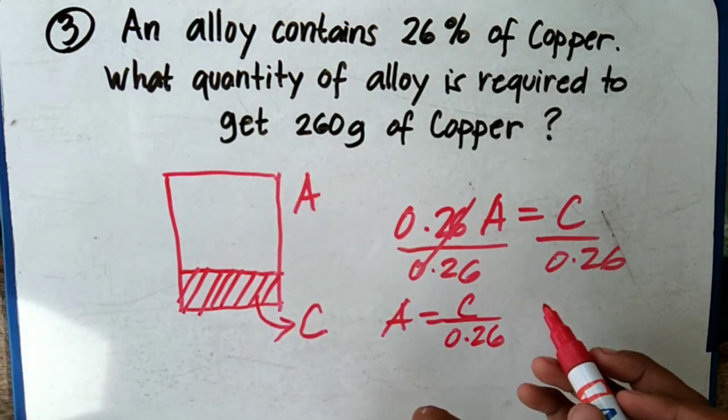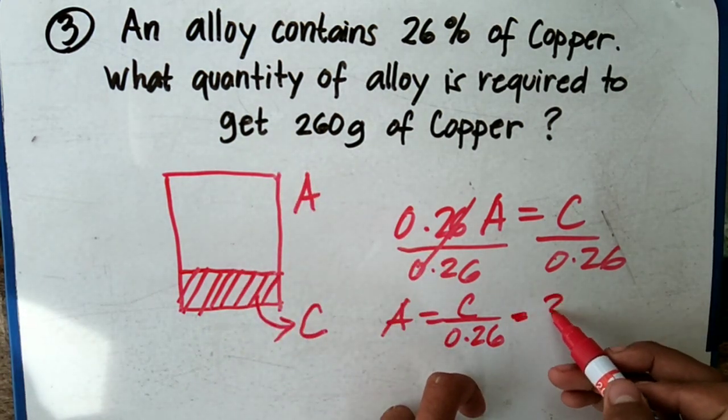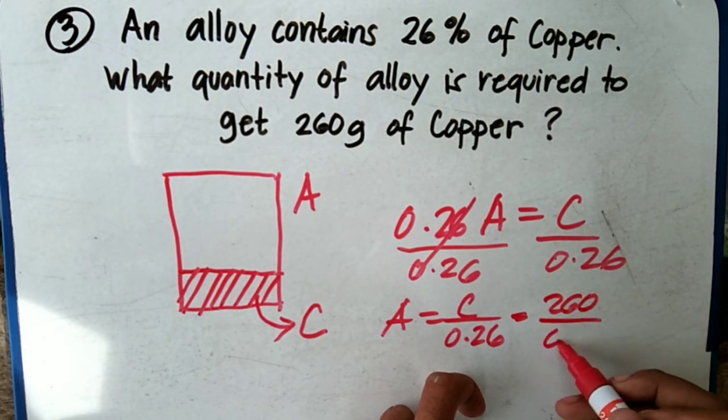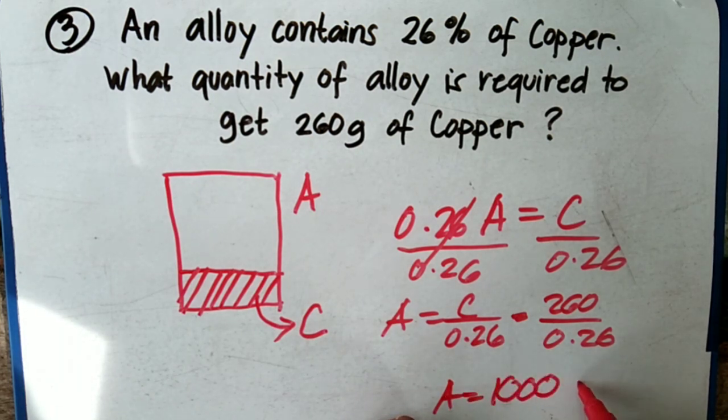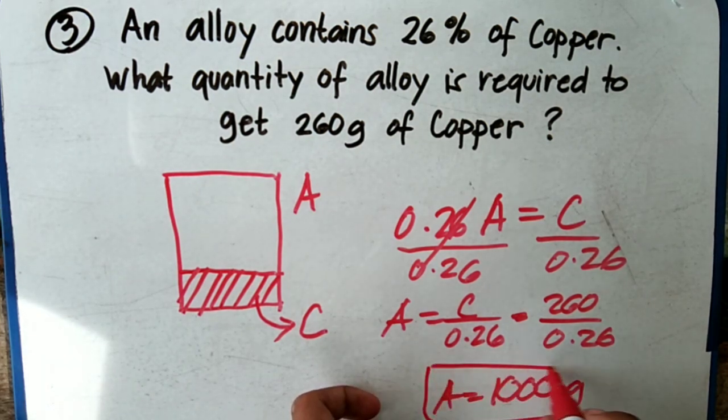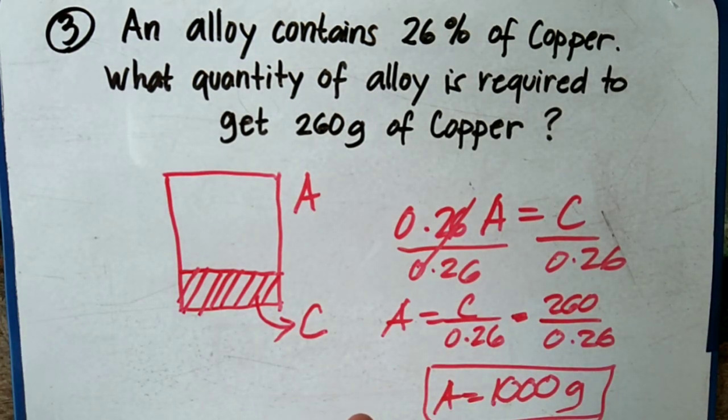Given na 260 gram yung copper. We have 260 over 0.26. We have 1,000 grams. And that is the final answer.